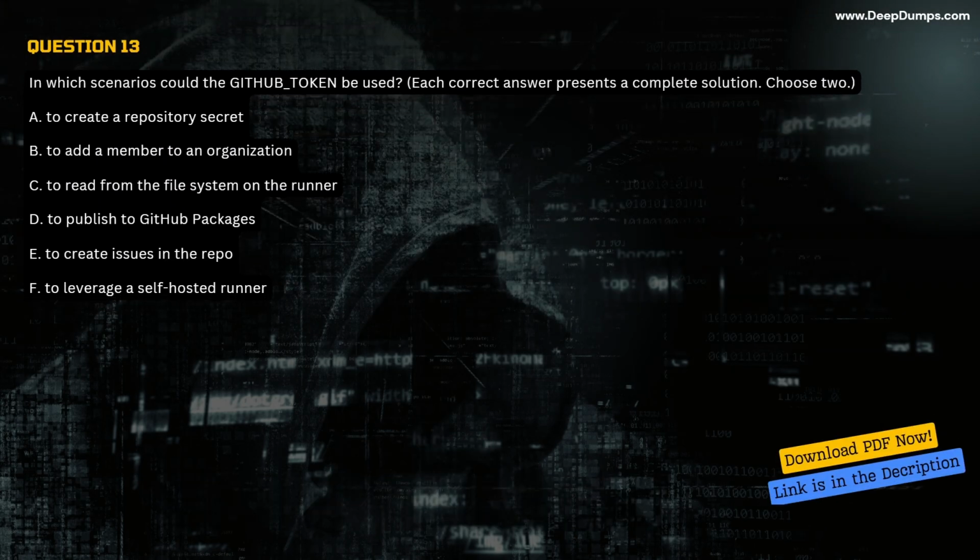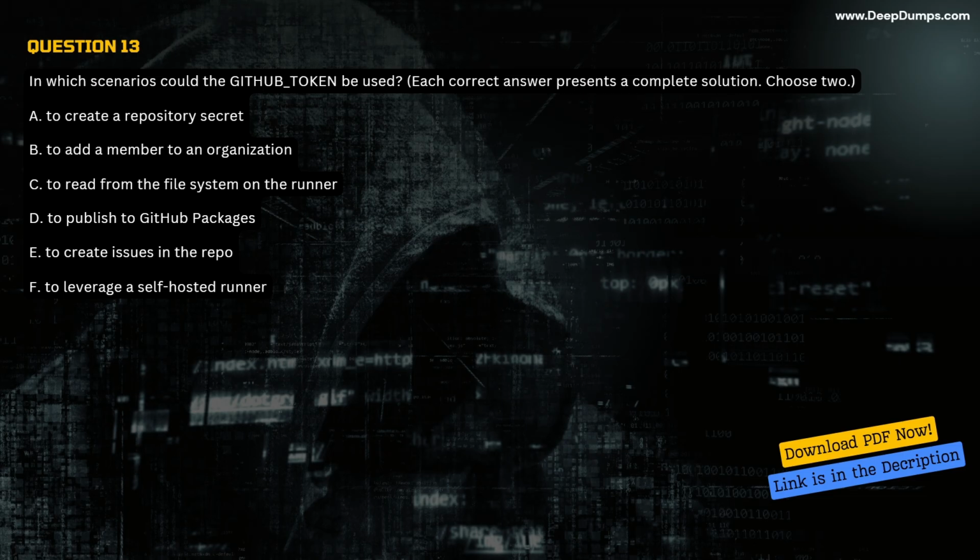Question 13. In which scenarios could the GITHUB_TOKEN be used? Each correct answer presents a complete solution. Choose 2. A. To create a repository secret. B. To add a member to an organization. C. To read from the file system on the runner. D. To publish to GitHub packages. E. To create issues in the repo.